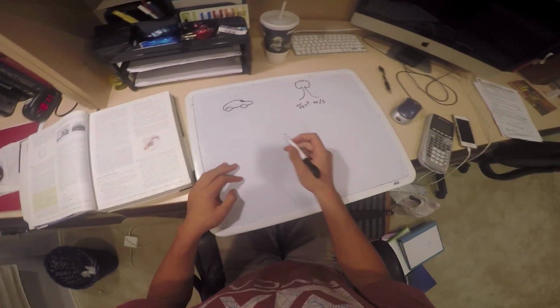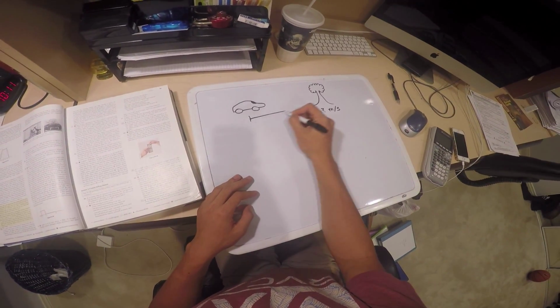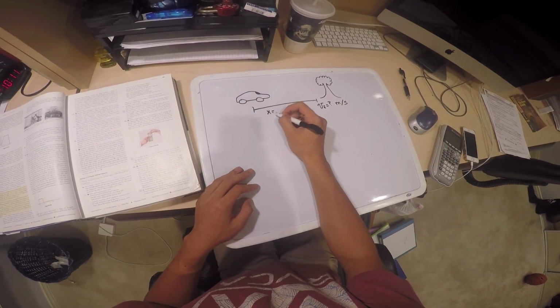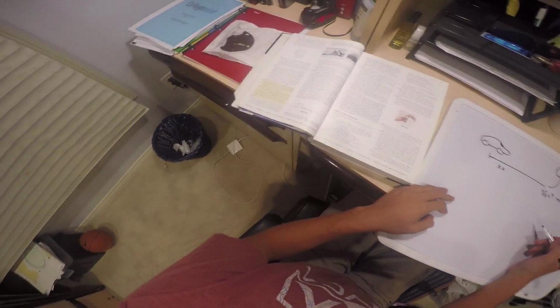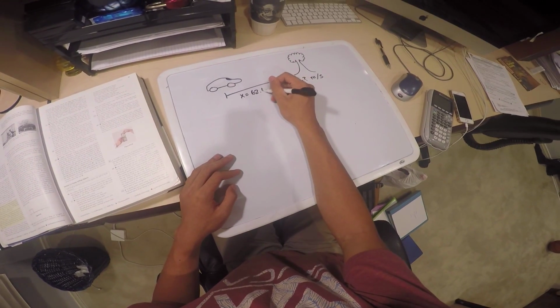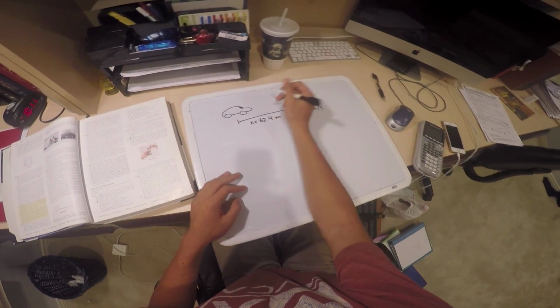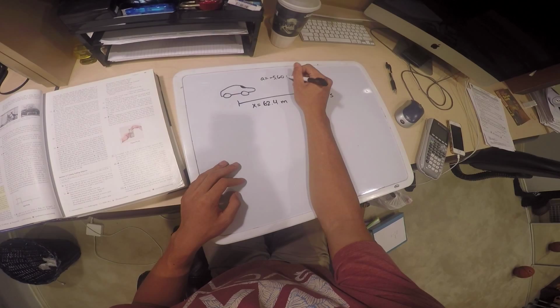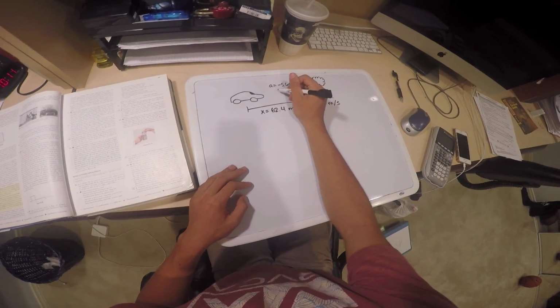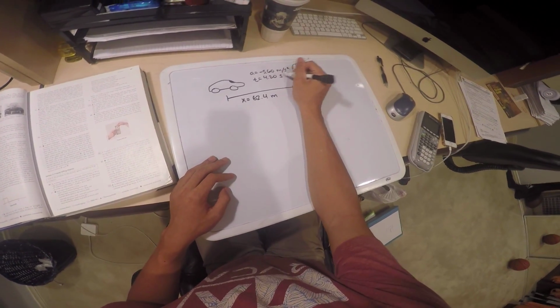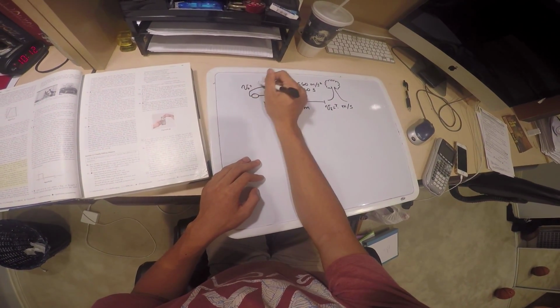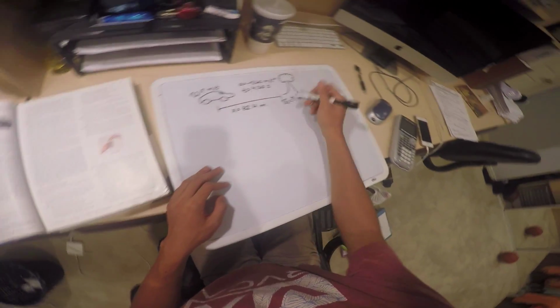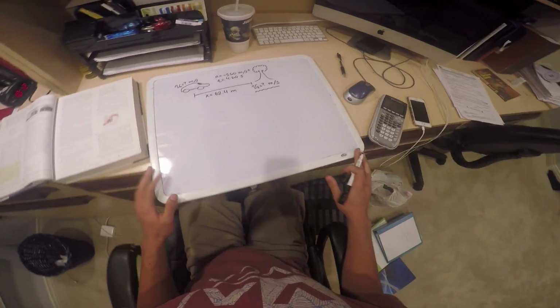What we are given in the problem is this value x, and that is 62.4 meters. We are given a, which is uniform, and it is negative 5.60 meters per second squared. We are given t, which is 4.20 seconds, and we are not given initial velocity. Remember, we're looking just for final velocity.